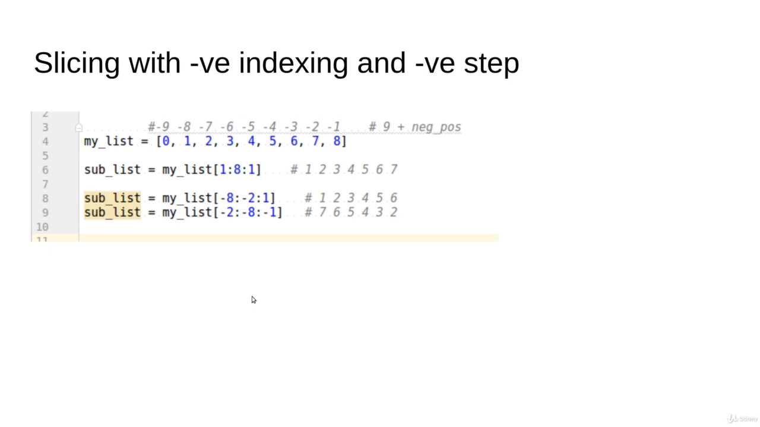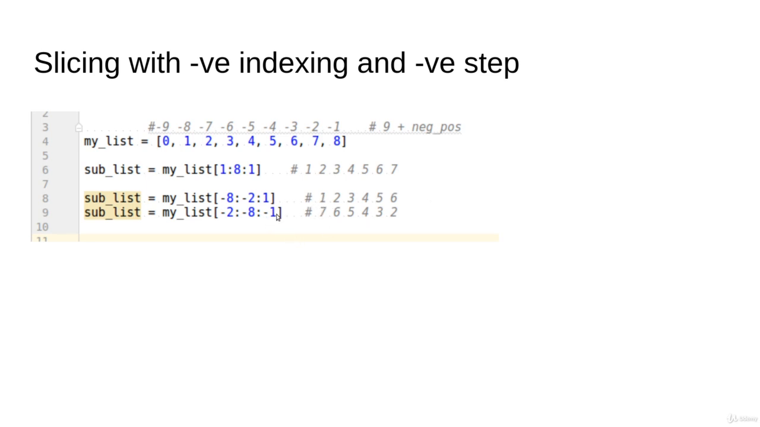In a similar way, we can use slicing with indexing with a negative step. So here, this is providing us with this list. If you write something like minus 2, minus 8, minus 2. What is minus 8? Minus 8 is 1. What is minus 2? Minus 2 is 7. So this is like 1 to 7, which is here excluding the 6.